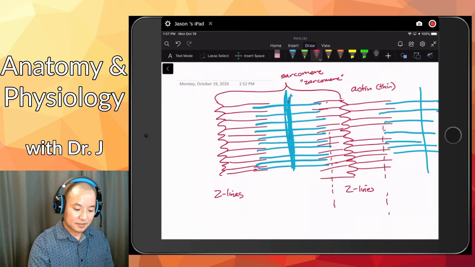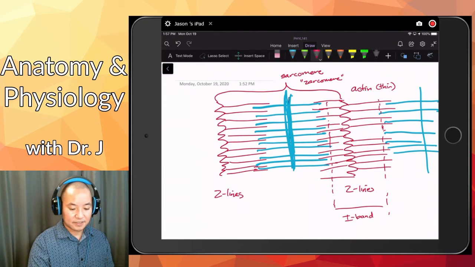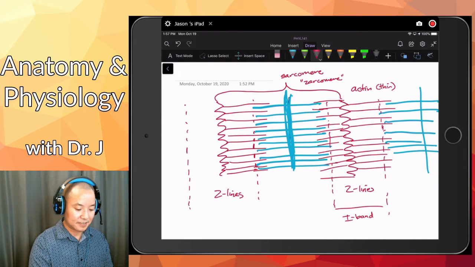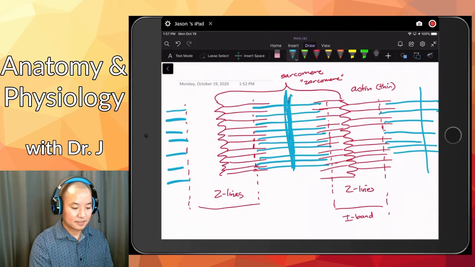So this part right here, where there aren't any thick filaments, this is what you call the I band. So you would have an I band there, but you also have an I band here as well. And I'm going to be lazy, but you would have an I band here as long as it doesn't overlap with those thick filaments on the other side.